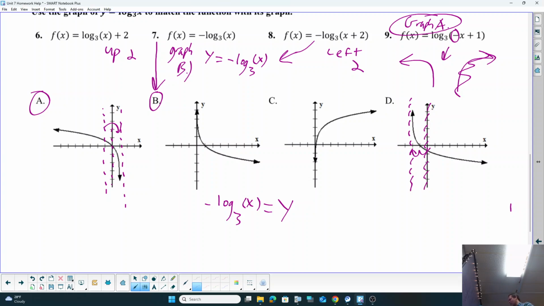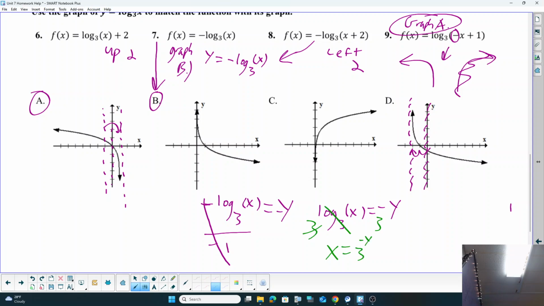So what I mean by that is we're going to turn this log into an exponential. How I do that is I divide the negative first to the other side. So that's a negative y. And then we have log base 3 of x equals negative y. And then to undo log base 3, we're going to go ahead and base 3. So I'm going to put a 3 under there and a 3 under there. And that gets rid of the log. And so now you have x equals 3 to the negative y power. And so we're going to use that to graph it.